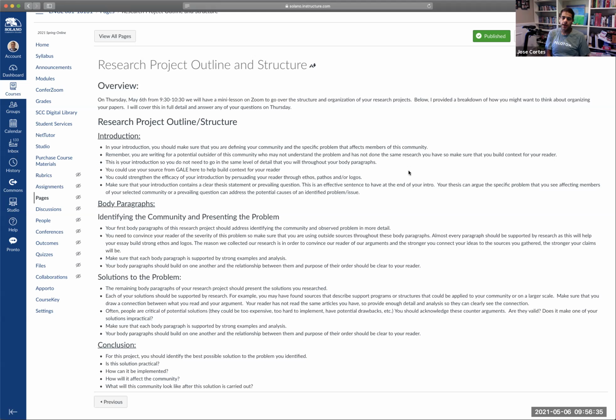Are you focusing on physical violence? Are you focusing on the way that police shootings, arrest processes, like what are you focusing on specifically, right? So this will also help narrow your essay down and give the reader context in the introduction.